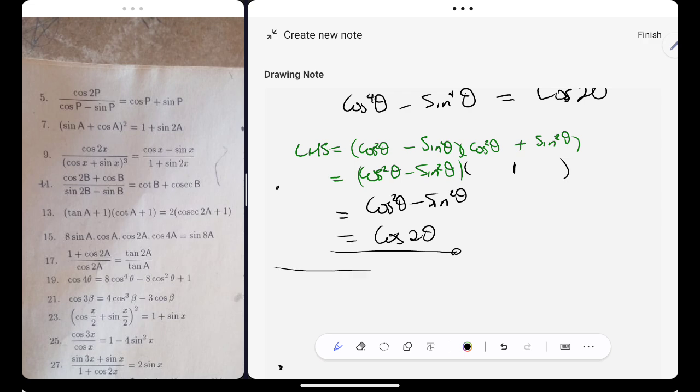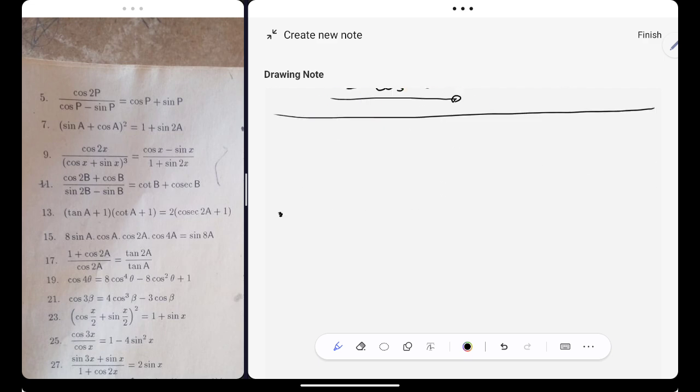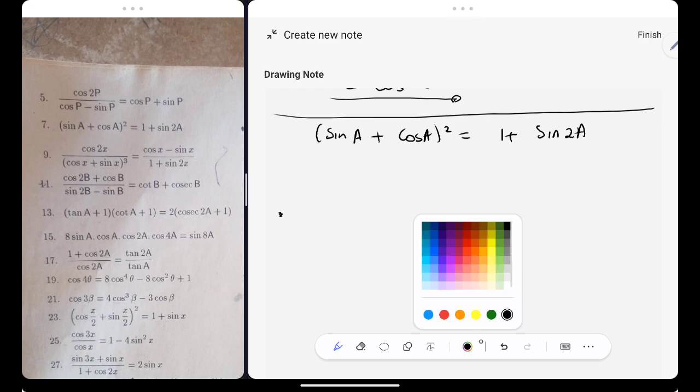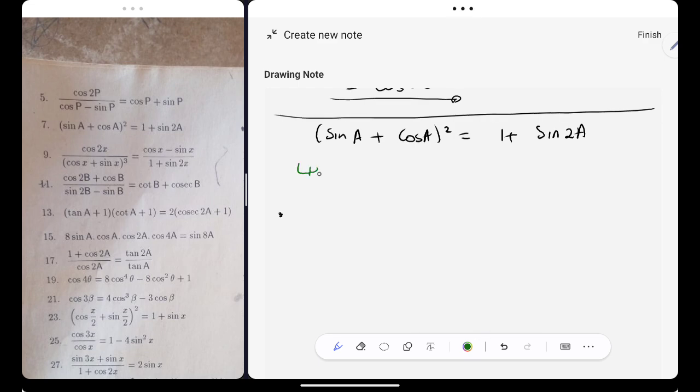Okay, let's do number 7 together. They want us to show that sin A plus cos A all squared is equal to 1 plus sin 2A. Okay, they want us to prove here. Here we can simplify either the left hand side or the right hand side. It will be the same, no? Okay, let's simplify the left hand side.